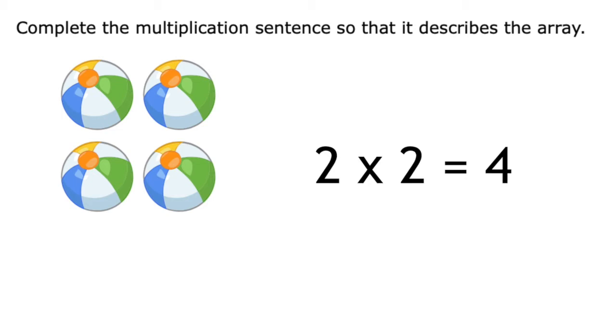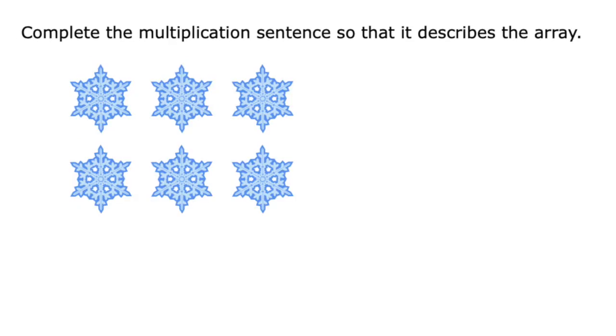If you were thinking 2 times 2 equals 4, you would be correct. Now we've got some snowflakes, so you can pause the video. What multiplication sentence would represent this array? For this one, 2 times 3 equals 6. You could also see it as 3 groups of 2 equals 6. Either way would work.